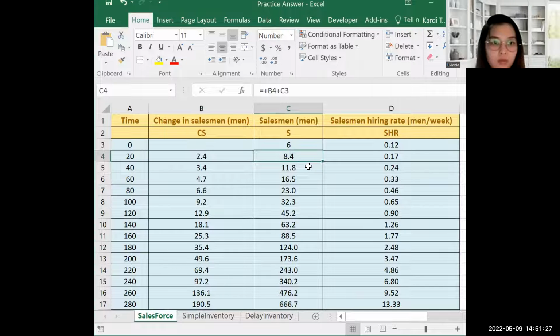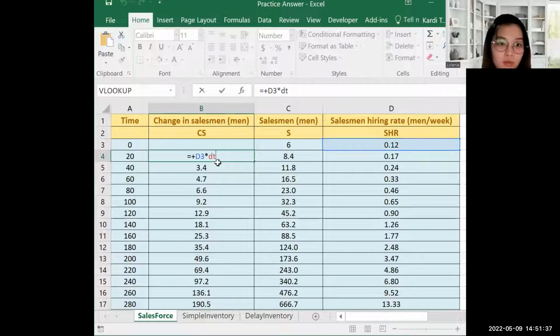So this is level. Level is previous level plus the change. Now the change depends on the salesman hiring rate. You see, in this case, multiply by dt. So dt in this case is 20, right? Every 20. So this is still discrete, but instead of adding 1, I add 20. It's the same.